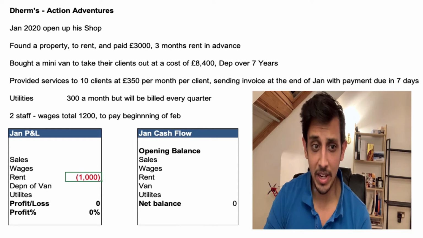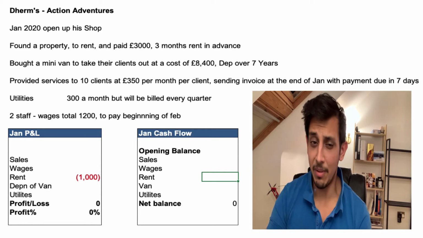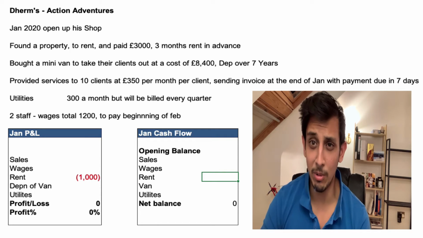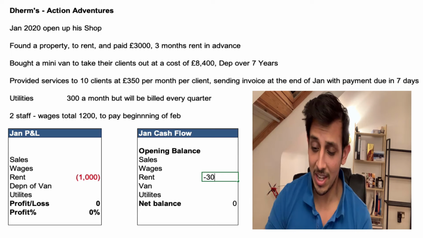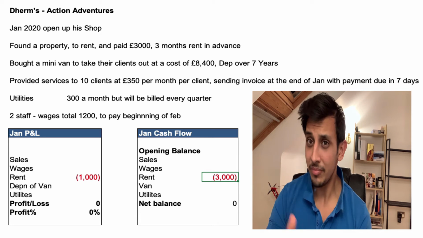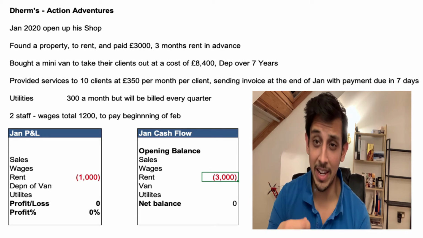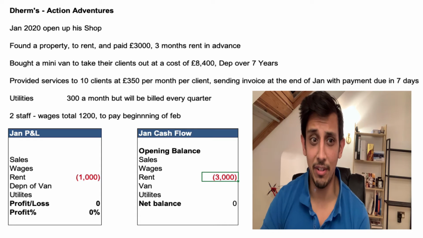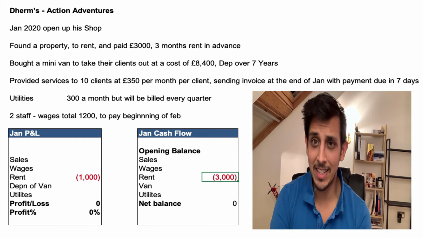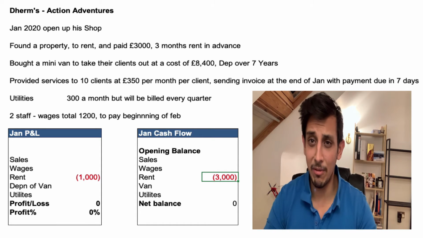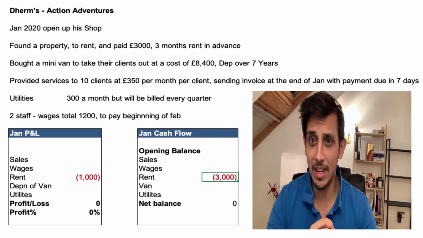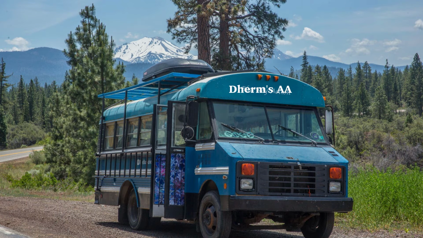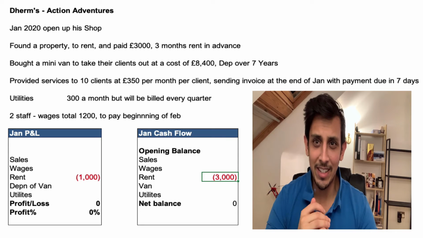So in the P&L, we see that rent goes in as minus £1,000, but from a cash flow perspective, I will record the whole £3,000, because we're saying that physically we have paid £3,000 in cash for it. The next one is that I need to take my clients with me on these action adventure classes and tours, and therefore I need a mystery van or a minivan to take us on all these adventures.